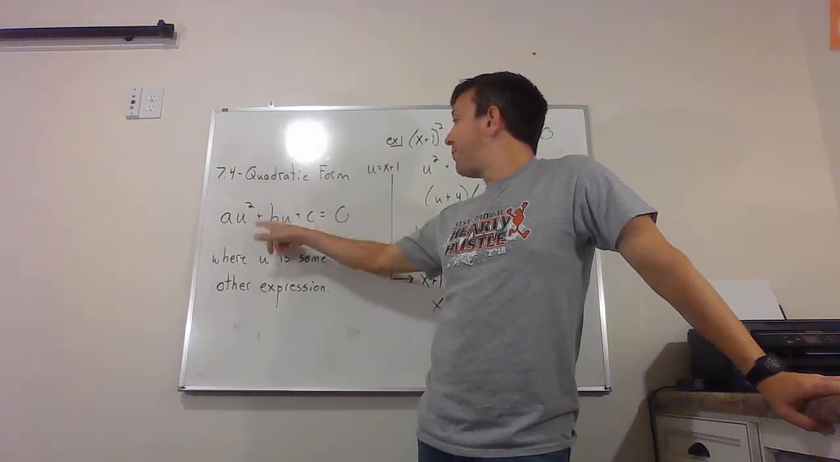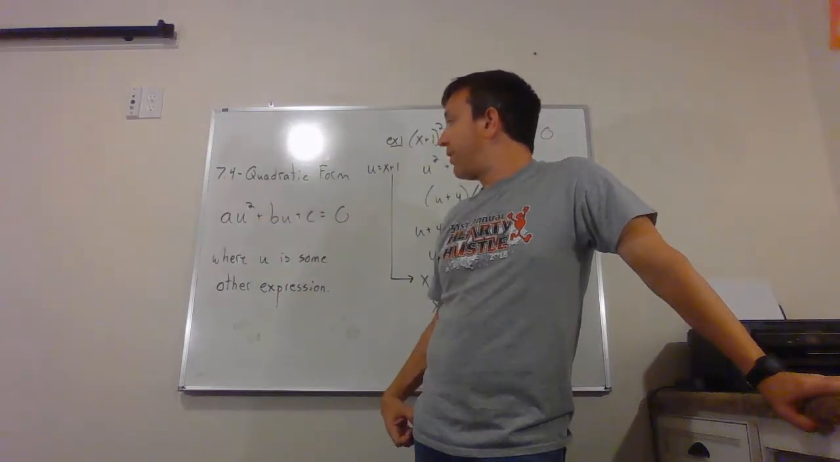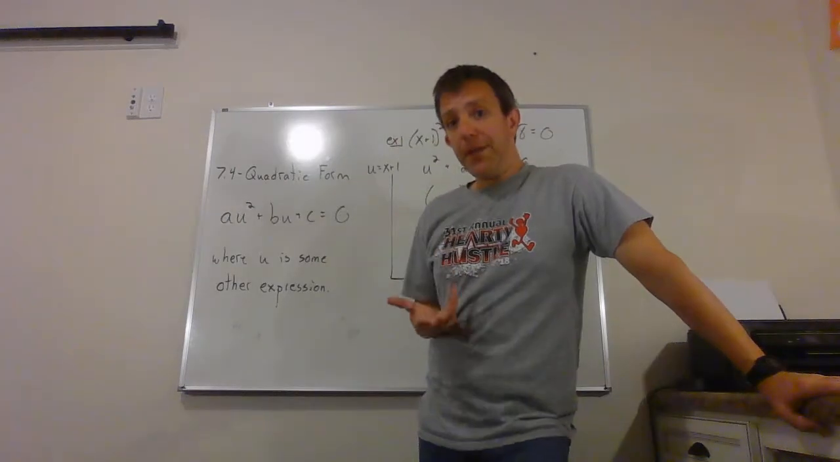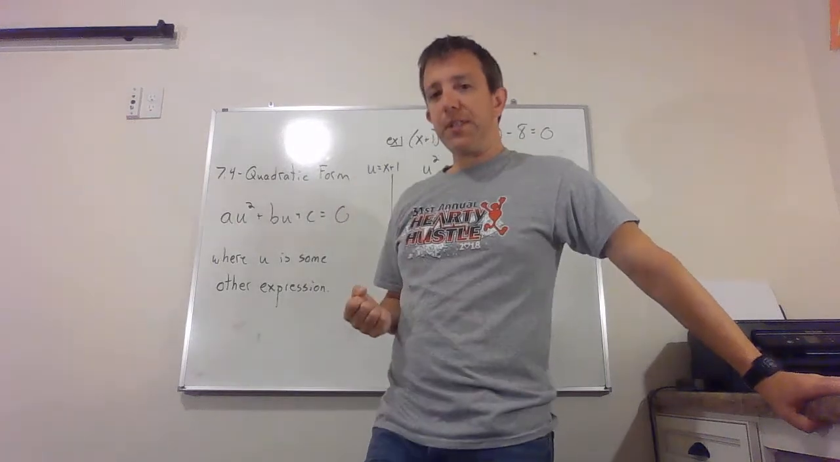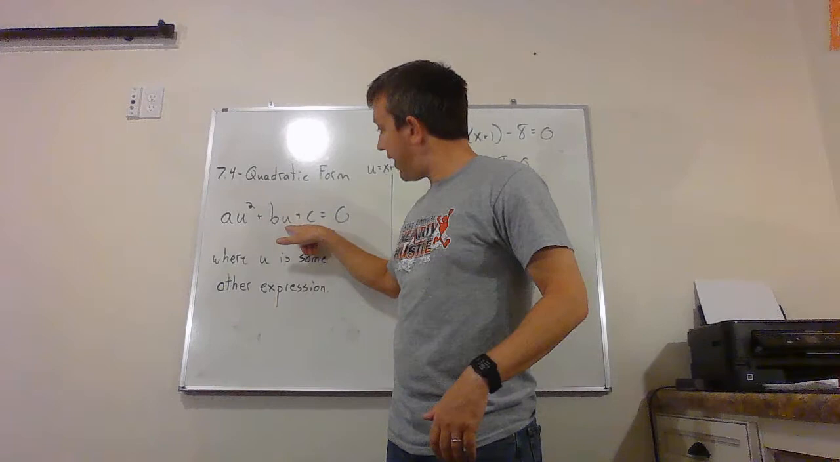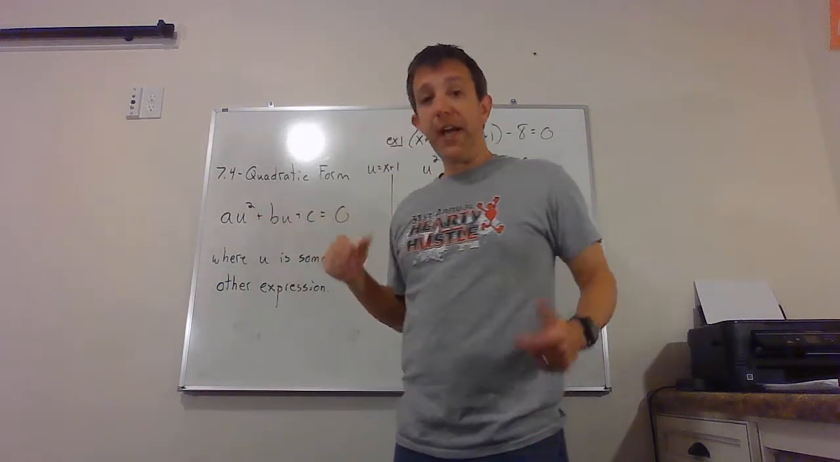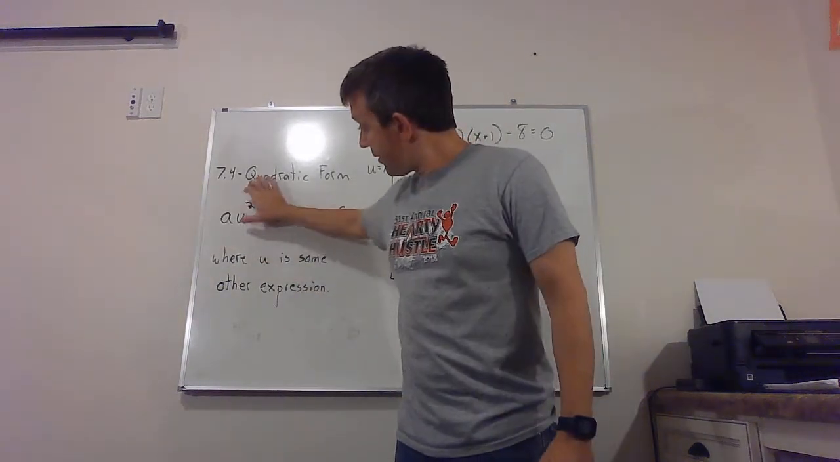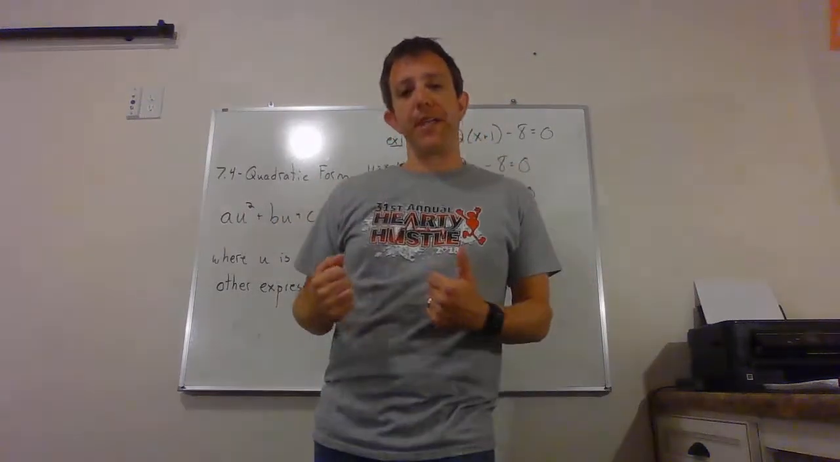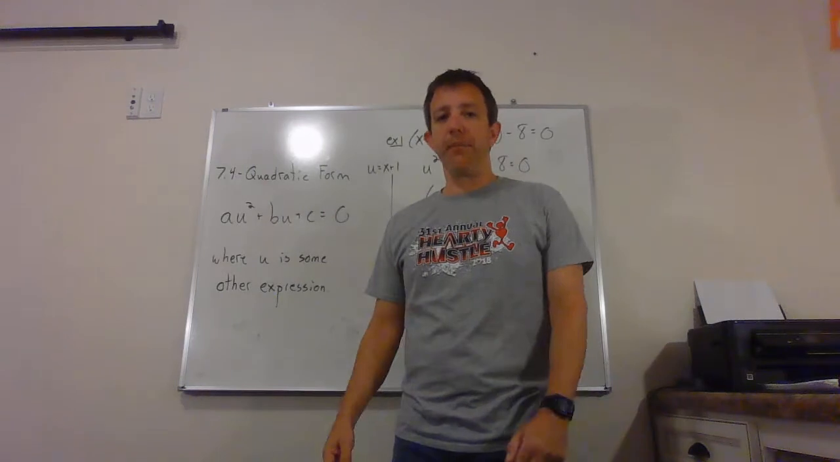All right, so basically they look like au squared plus bu plus c is equal to 0, where u is some other expression. And so we'll see an example here in just a second behind me. Basically, the middle is going to have a piece, and the first term is going to have a piece, and one will be a square of the other. So let's look at a real simple example, and then we'll move into some a little bit more complicated ones.